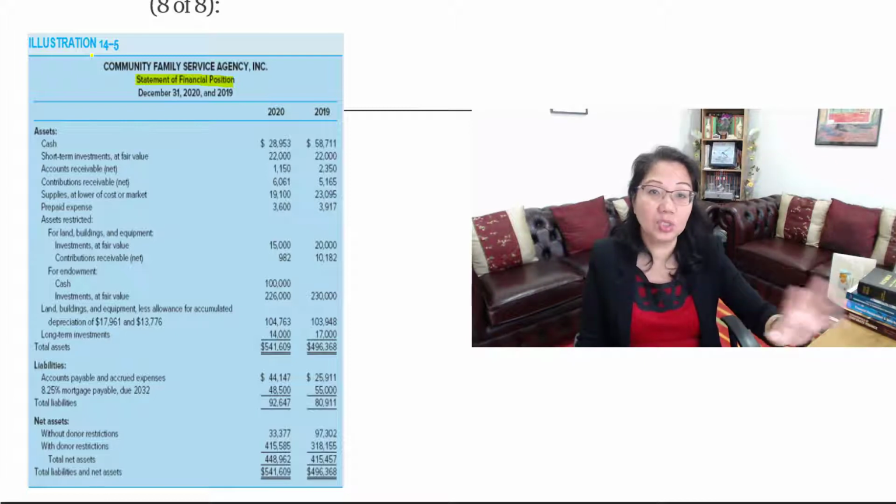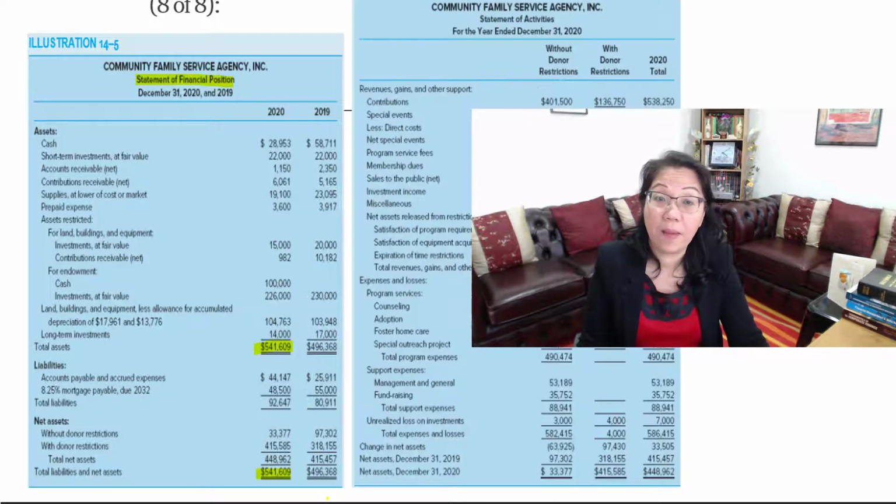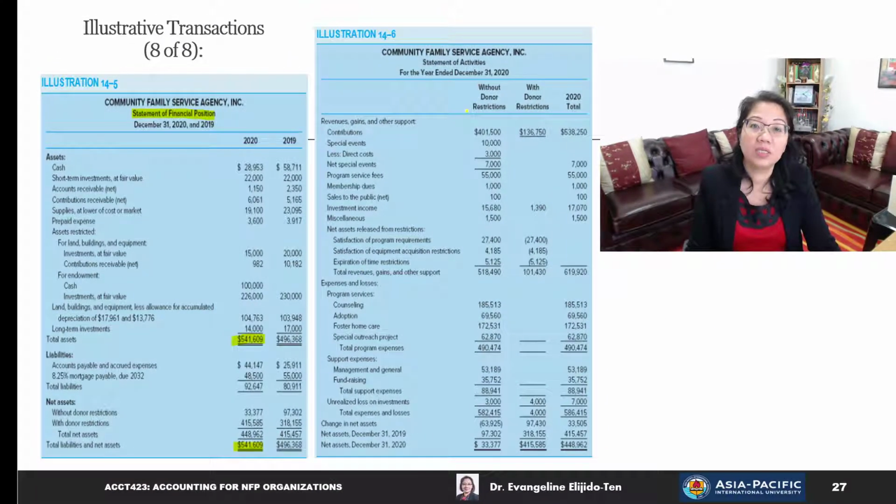After all those transactions, adjusting entries and closing entries are made, we have total assets of 541,609 in 2020 and total liabilities and net assets for the same amount. The statement of activities, again, as you can see, shows 3 columns: the without donor restrictions, the with donor restrictions, and the 2020 total. And you've got your net assets from last period, 2019, and the net assets in the current period, 2020.